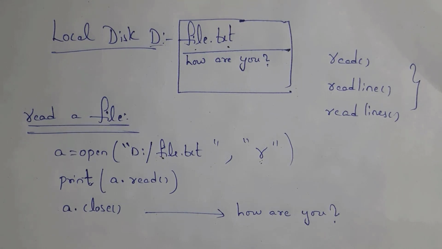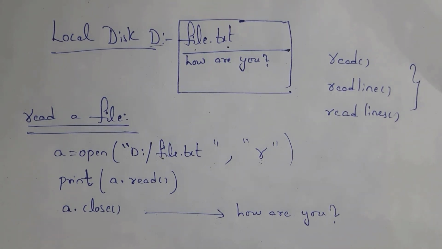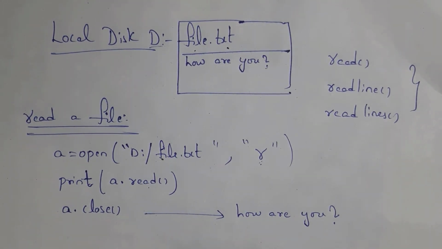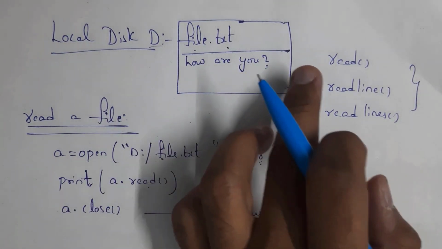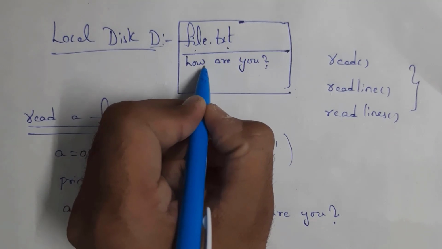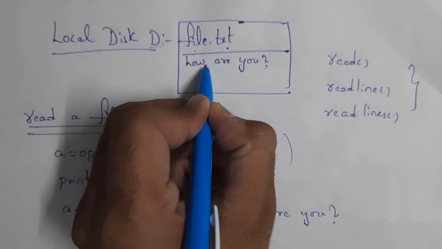Reading is nothing but whatever the data that is present in my file, I am printing those data on my output screen. Read method is used to read complete data. So it will print complete data which is present in my file. So it will print complete how are you. For example, I want to print only how. I don't want to print are you, just I want to print how.